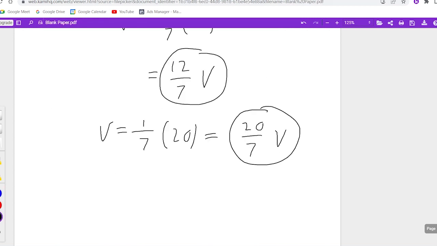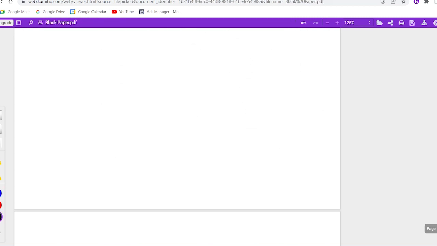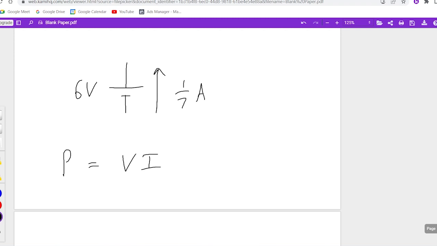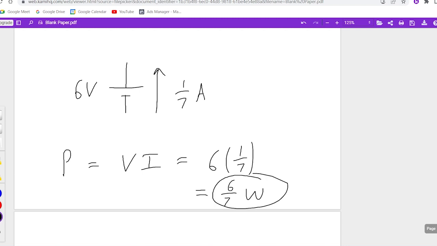The much faster way of doing it, if you want to find the power in the whole circuit, is all you need to do is look at the battery. This battery was 6 volts. The current going through it was 1/7 amps. If you want to find the total power in this circuit, just do V times I for the battery, and you'll get it immediately. Voltage is 6, current is 1/7. The power is 6/7, and the units are watts. And we're done. Easy.